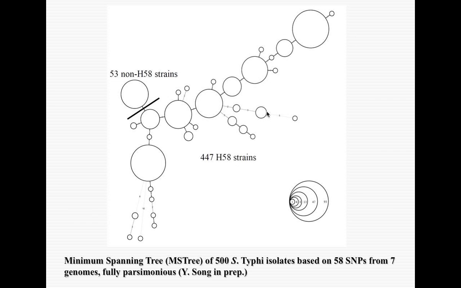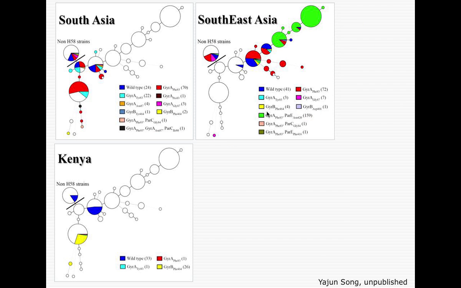Based on the neutral SNPs, the 58 neutral SNPs, this is H58 on about 500 strains, plus a few others as controls. And this is the root of H58, and it goes in two directions. So there's 458 strains, and here's the circle size. Our two lineages, and now when we look at the sources of the strains, and we look at these different mutations I was telling you about, you see exactly what I was telling you before.